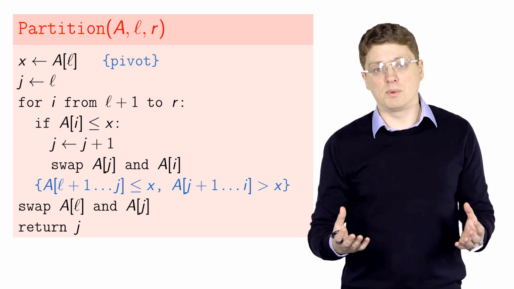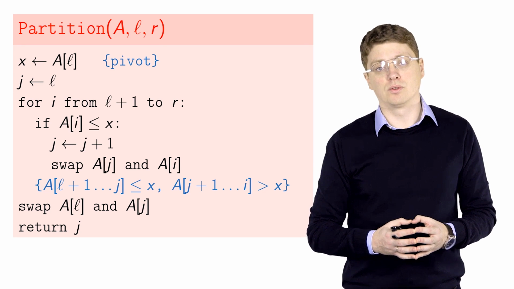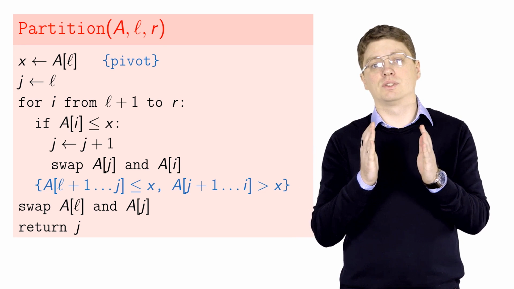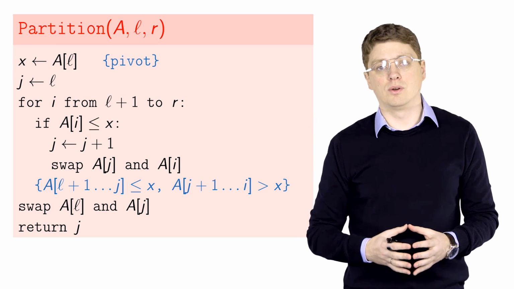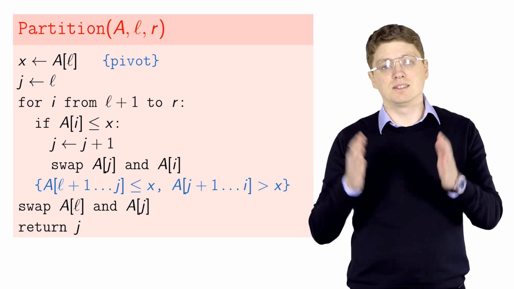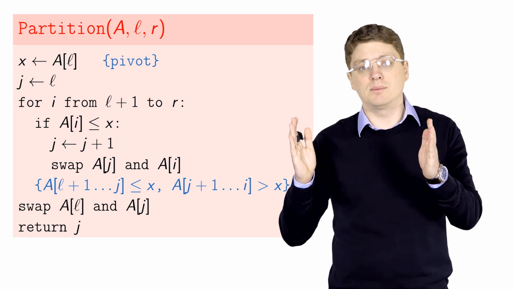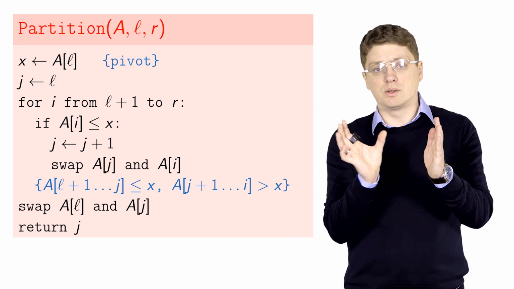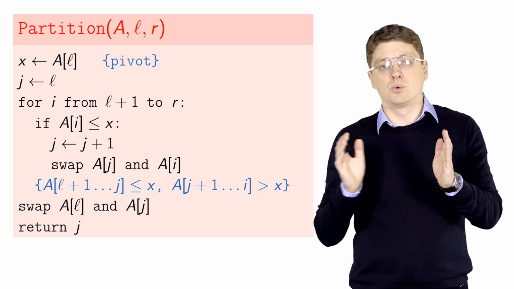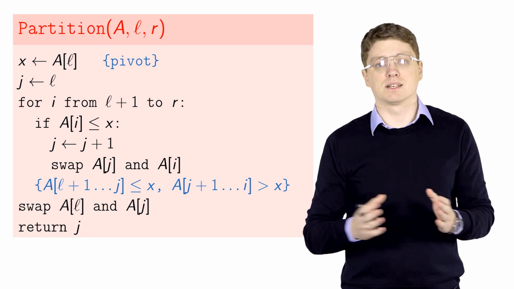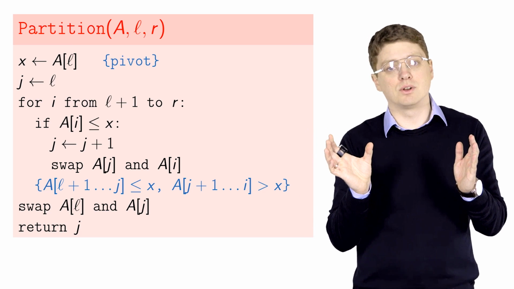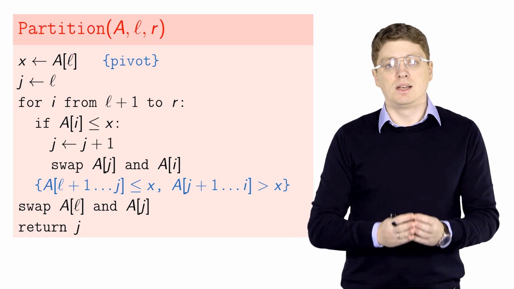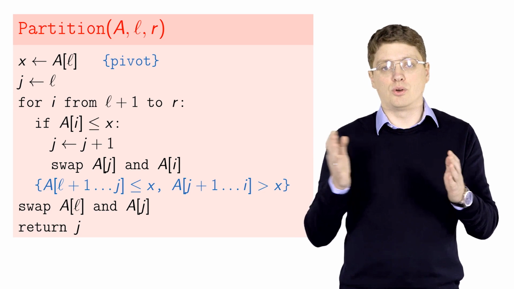We are also going to maintain the following two subregions. So first of all, we will gradually increase the region of discovered elements. So I goes from L+1 to R, and inside this region of already discovered elements, we will maintain two subregions. In the first region, with indices from L+1 to J, we will keep all the elements that are at most x. In the second region, with indices from J+1 to I, we will keep all the elements that are greater than x. And we will gradually increase the value of I.